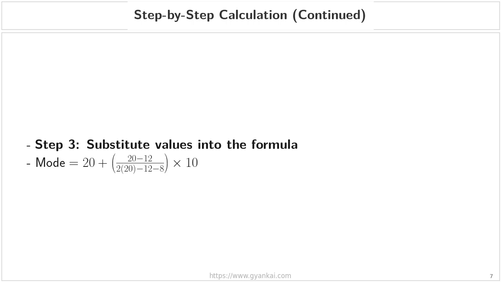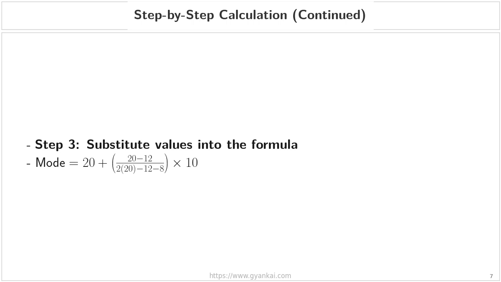We start with our lower limit, which is 20. Then, we add the fraction part of the formula. In the numerator, we subtract the preceding frequency, 12, from our modal frequency, 20. Moving to the denominator, we take 2 times our modal frequency of 20, and from that, we subtract both the preceding frequency of 12 and the succeeding frequency of 8. Finally, we multiply this entire bracketed expression by our class size, which is 10.